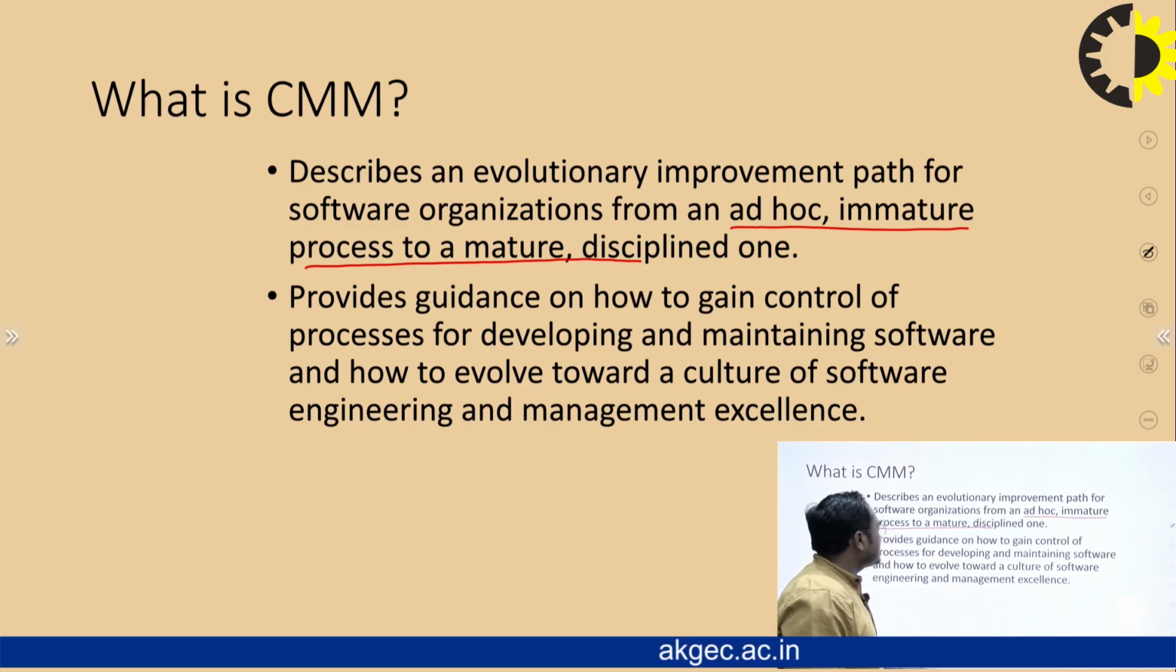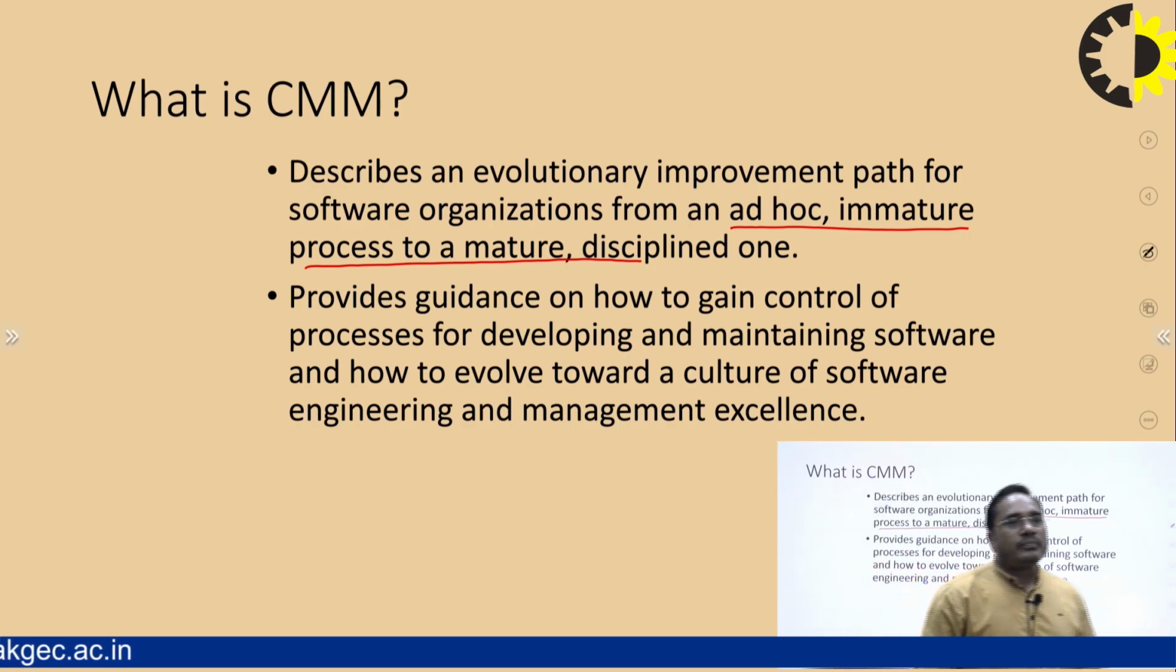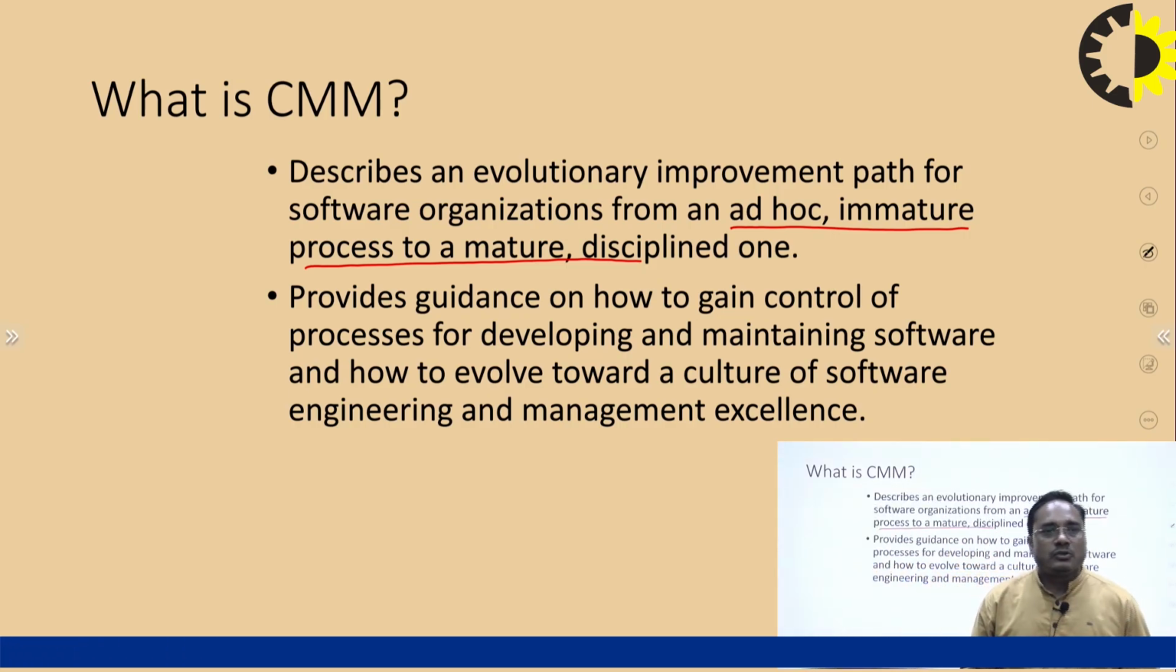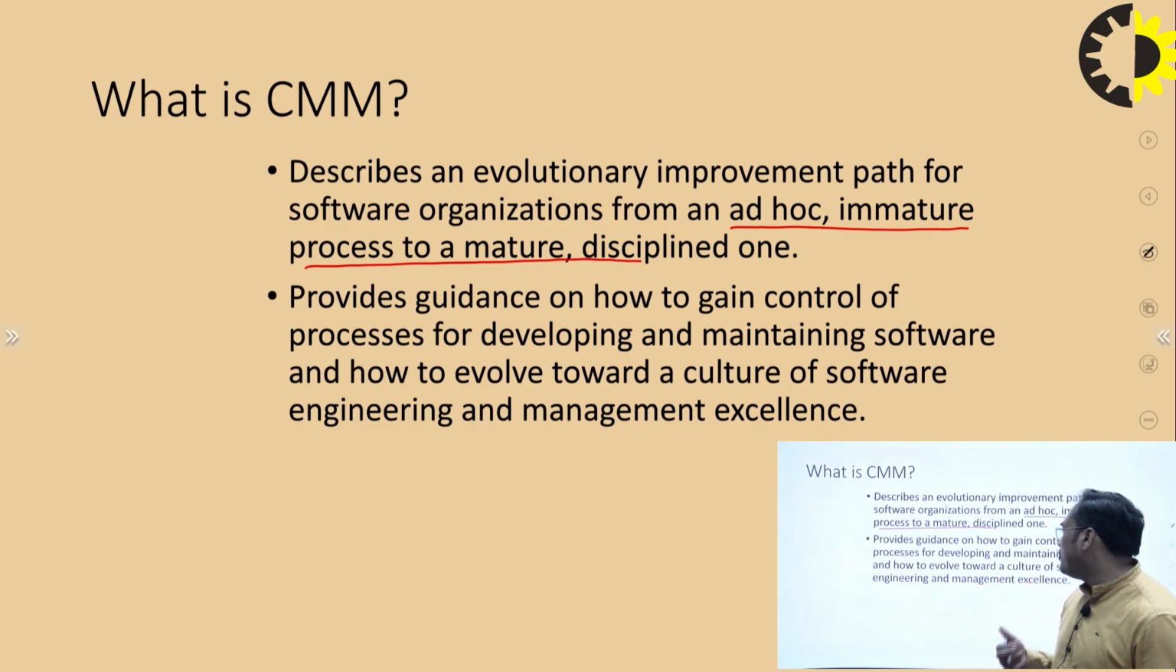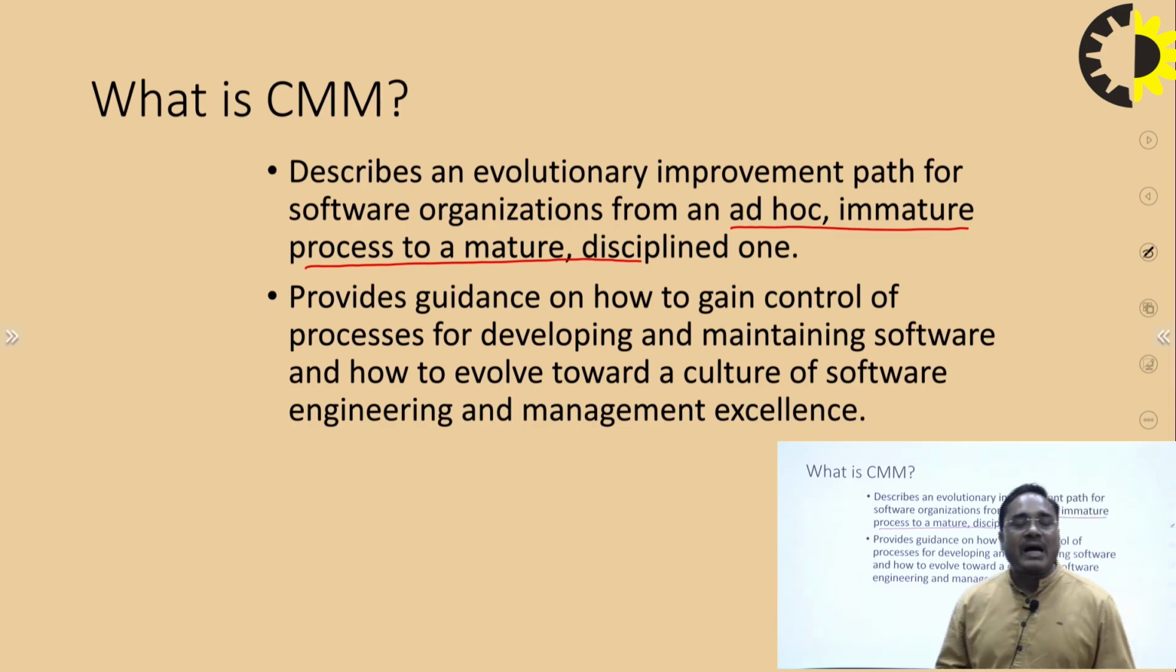The second point is that it provides guidance on how to gain control of processes for developing and maintaining software, and how to evolve towards a culture of software engineering and management excellence. So this is important. What is your design process? What is your development process? And how are you going to calculate and evaluate the process, by the technical way, or you can say in software engineering and management excellence. They reach these two points.